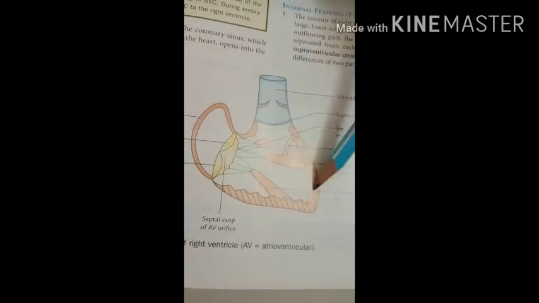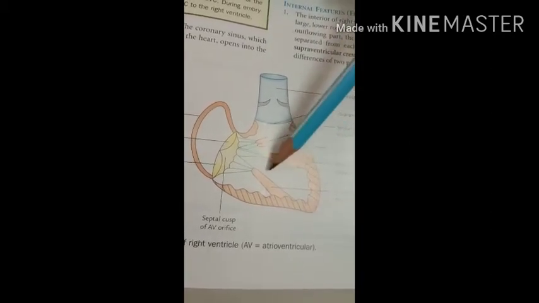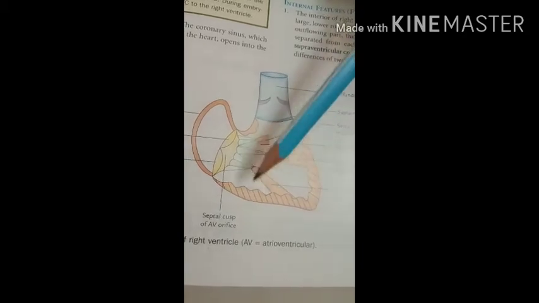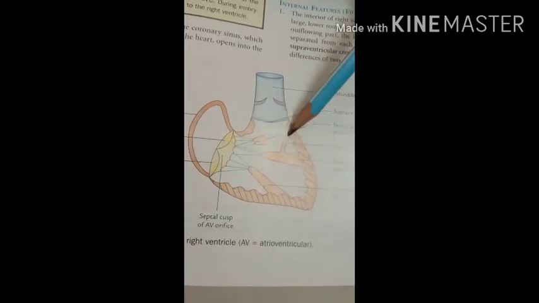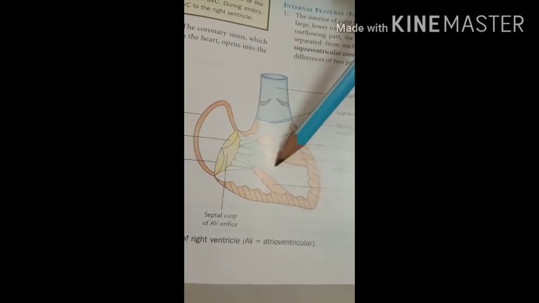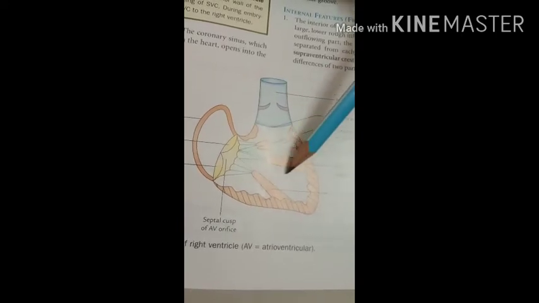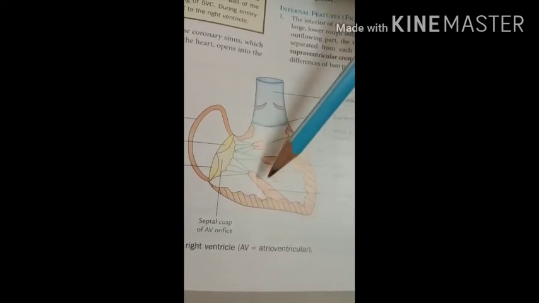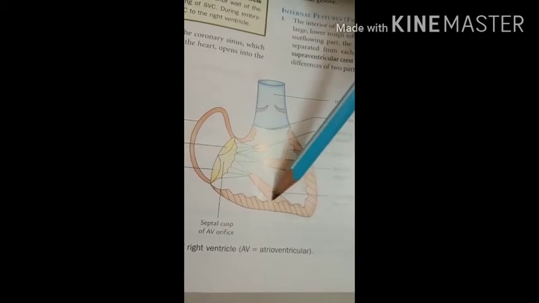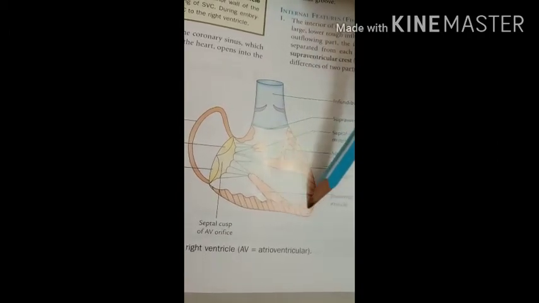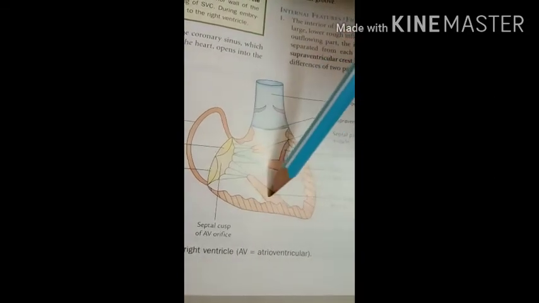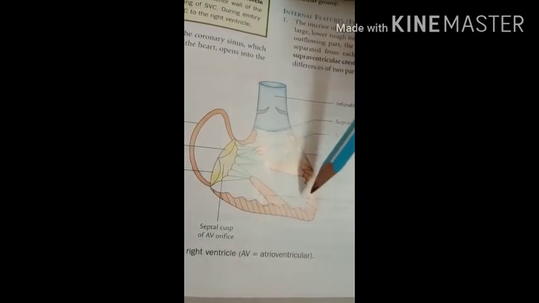You can see the elevations that are present, called the trabeculae carneae, or muscular ridges. These muscular ridges are of three types. One is called the ridges, the second is called the bridges, and the third is called the pillars or papillary muscles. One end of these muscles is attached to the ventricular wall, here you can see the ventricular wall, and the other end is connected to the chordae tendineae, a fibrous band-like structure called the chordae tendineae.